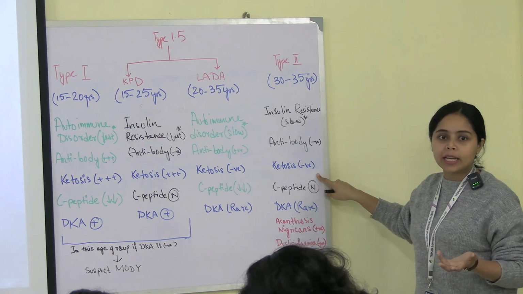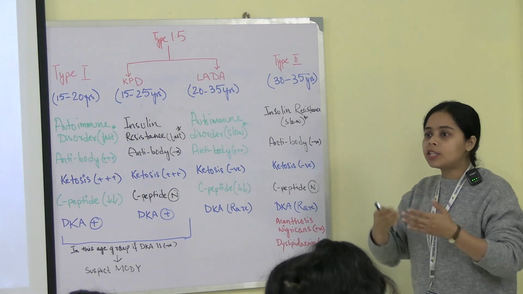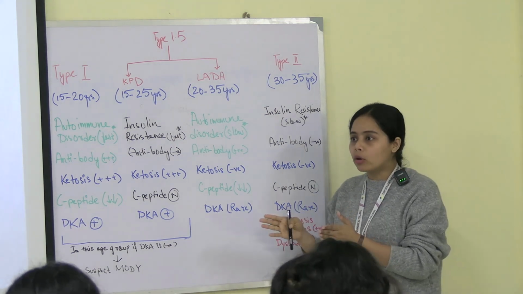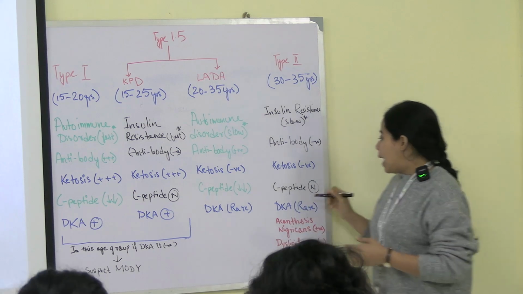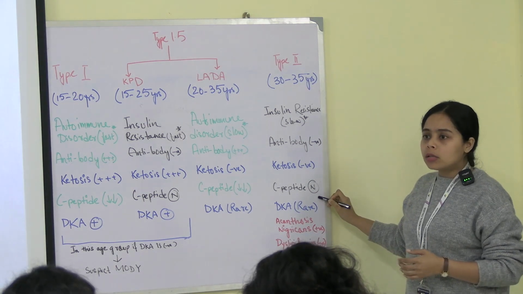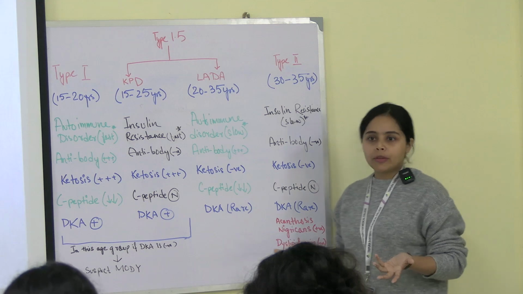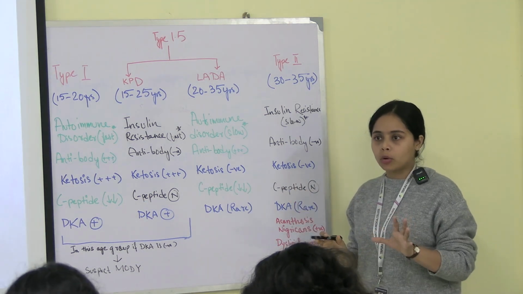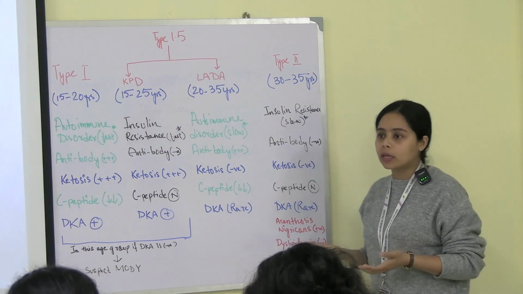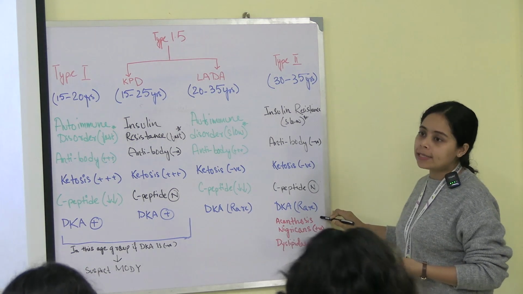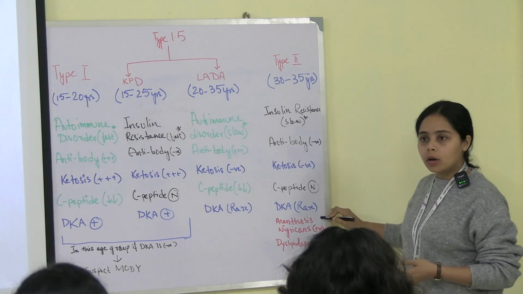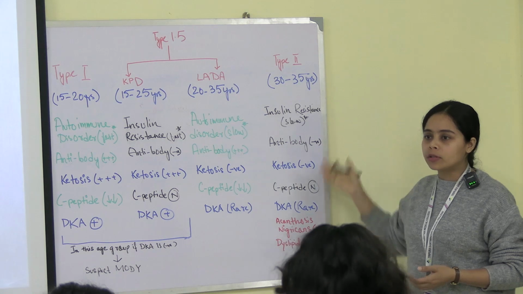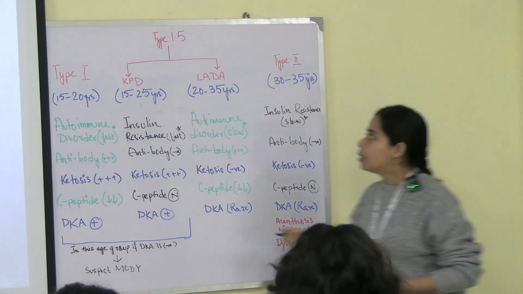Why will ketosis be negative? Because your body is already adjusting with the little bit of insulin that is there, so there is no requirement of fat metabolism, right? And C-peptide will be normal because beta cells are working fine. Insulin is also getting produced in normal amount only. It's just that your body is not using it. So DKA is rare in that case, okay? Got it? And antibody will be negative. Why? Because it is not an autoimmune disorder, so obviously antibody will be negative.